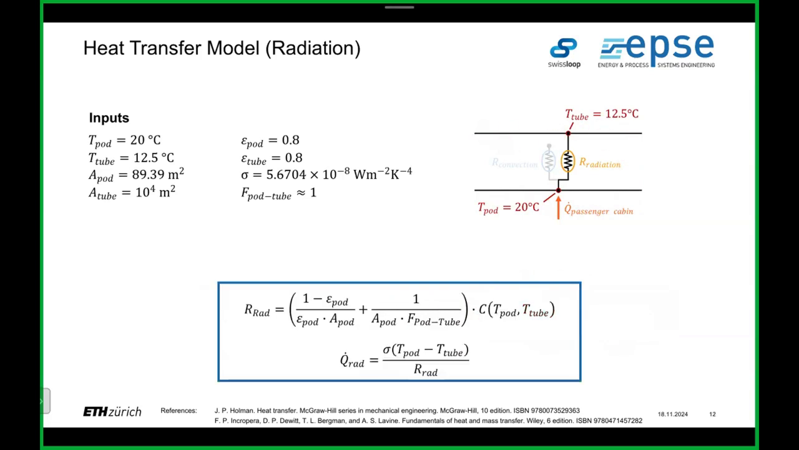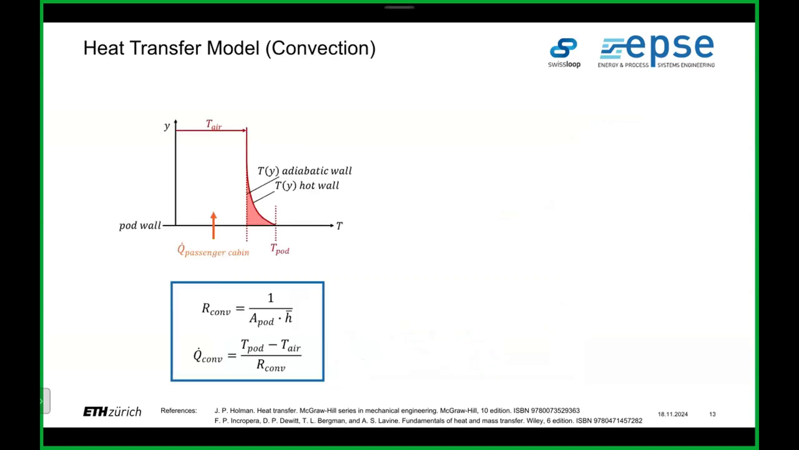So I could simplify this a bit, and here I added the second equation to calculate the heat dissipation through radiation. Here is also the thermal resistance in it. Yes. So then I'll go on to convection.